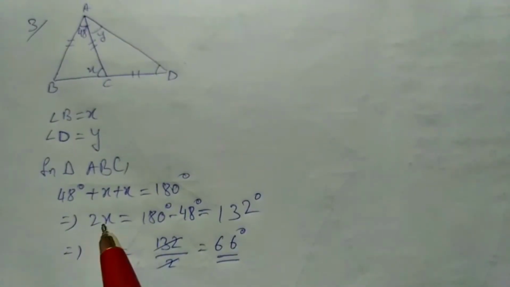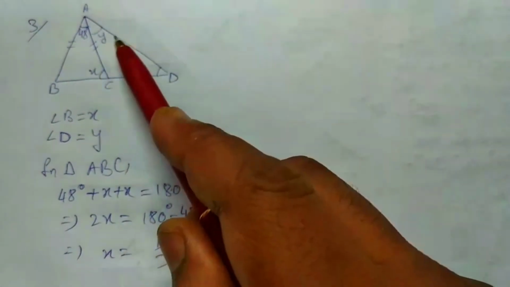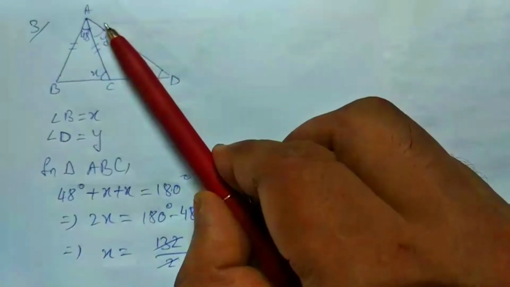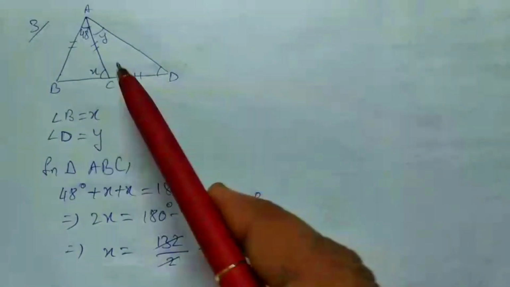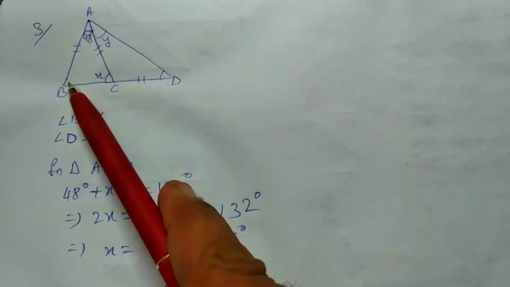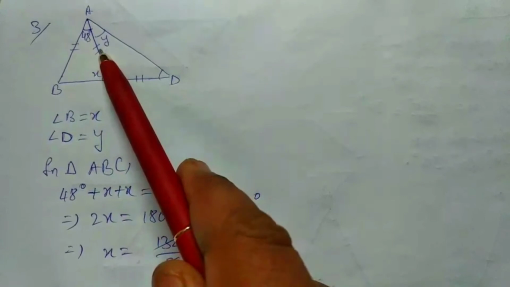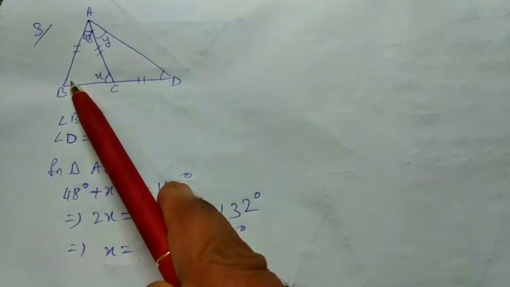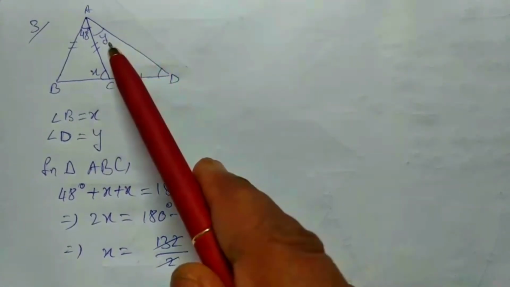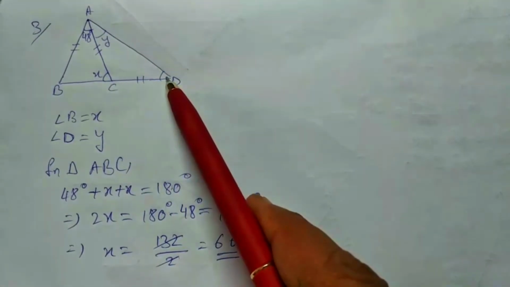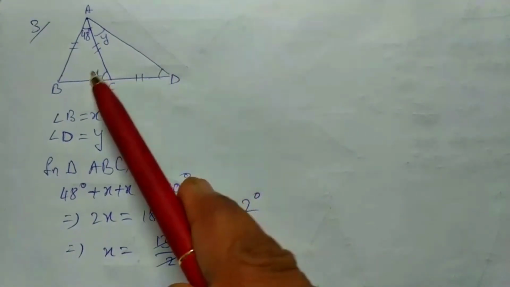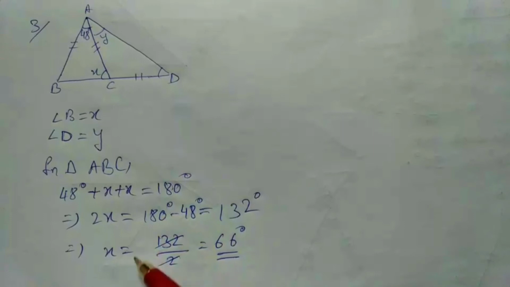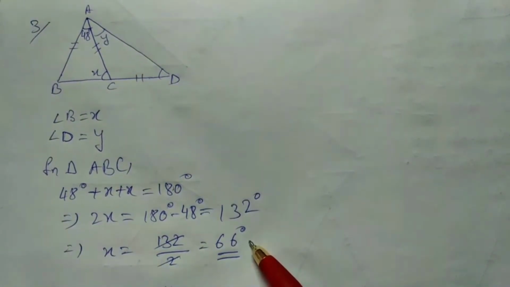Come to this question. In this question, you have to find the value of x and y. So first you will forget this part. See this triangle ABC. In this triangle, this angle will be x. Why? In an isosceles triangle, the base angles are equal. So if this one is x, it will also be x. And in this figure, if this angle is y, this angle will also be y. So first come to this triangle ABC. So we can write 48 plus x plus x is equal to 180 degree, so x will be 66 degree.